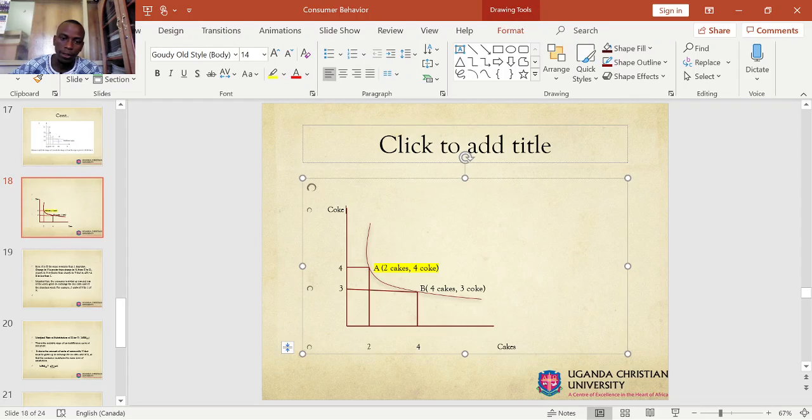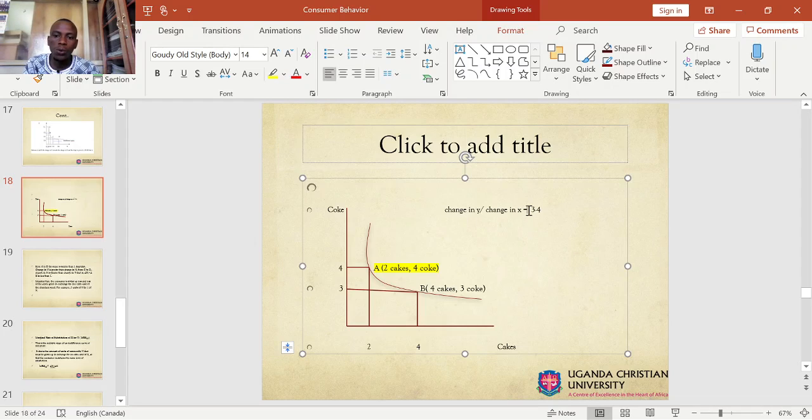Let's calculate this. We are calculating the marginal rate of substitution here. It's change in y over change in x. In this example, our original y was 4 and our new y is 3, so it would be 3 minus 4.